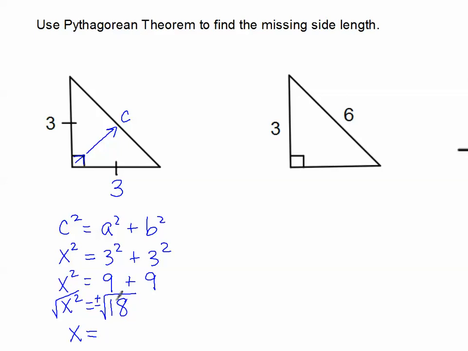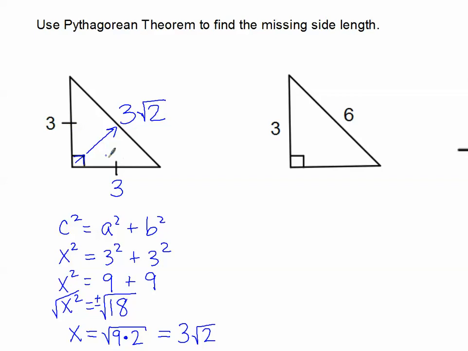Now, 18 is not a perfect square, but there is a perfect square that divides evenly into 18. That is 9. So we can rewrite this as the square root of 9 times 2. Well, the square root of 9 is 3, with the 2 left over in the radical. So simplifying means that our hypotenuse is 3 times the square root of 2. Now, for any right triangle where we know two sides, we can always use the Pythagorean theorem to find the missing side length. However, there is a pattern.